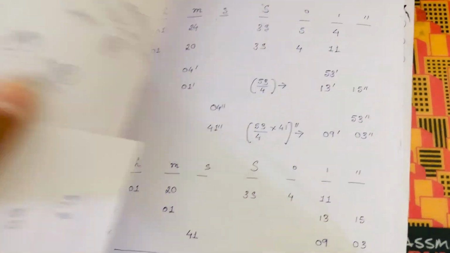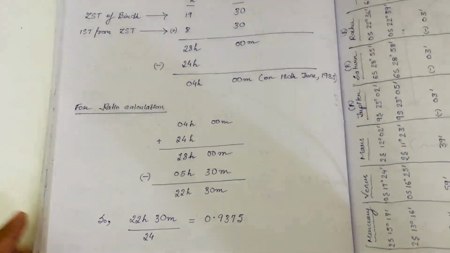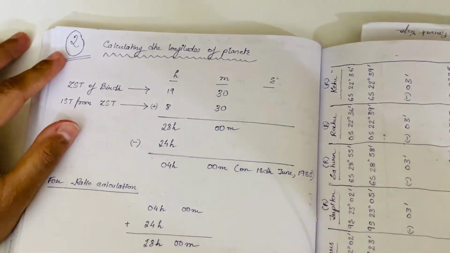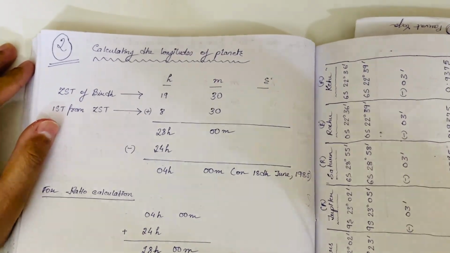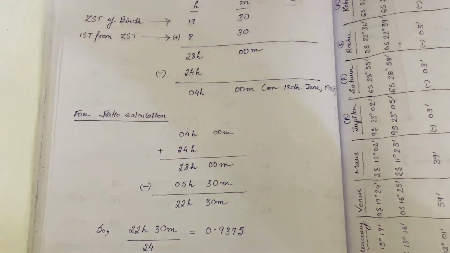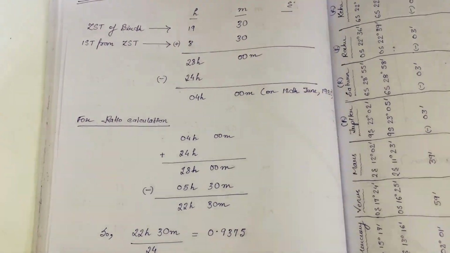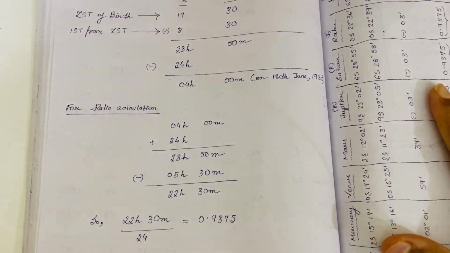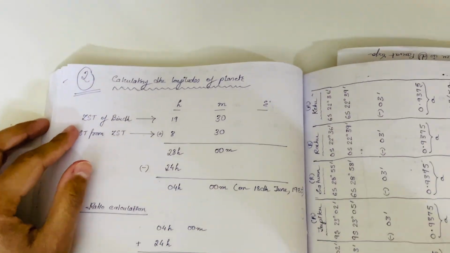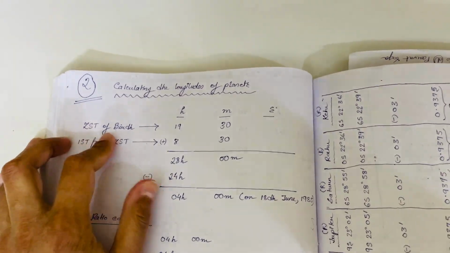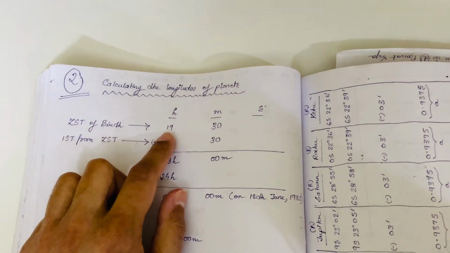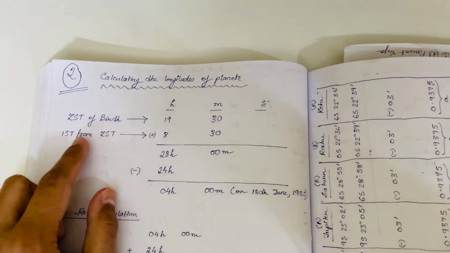Now let's come to the calculation. Here we need to understand the steps very clearly. Whatever I have written, understand that, because the same concept you need to apply if you are dealing with ZST births and calculating the planetary positions and the longitudes manually. The first thing we need to write is the ZST of birth. That is 1930. It was 7:30 p.m. ZST. It means 1930. The next step will be IST from ZST.